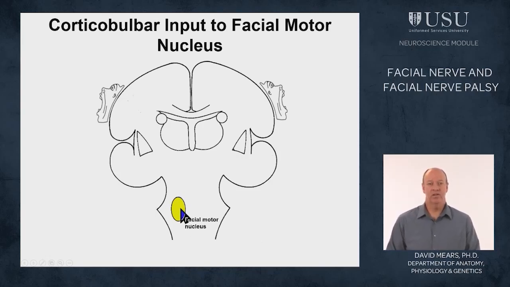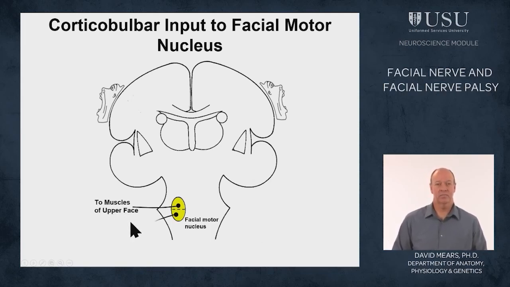So here's the facial motor nucleus down in the pons, and you can kind of picture this as divided into two parts. So there's an upper part that has the lower motor neurons that are innervating the muscles of the upper part of the face, and we have a lower part that has the lower motor neurons for muscles of the lower part of the face.